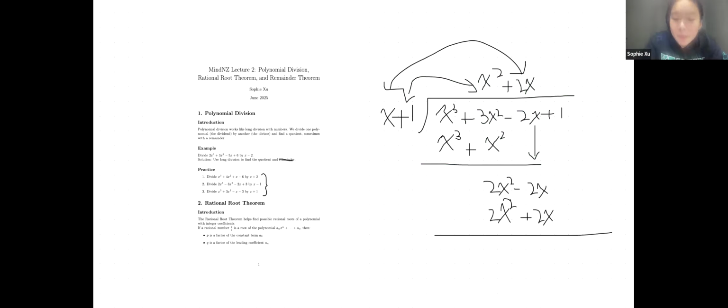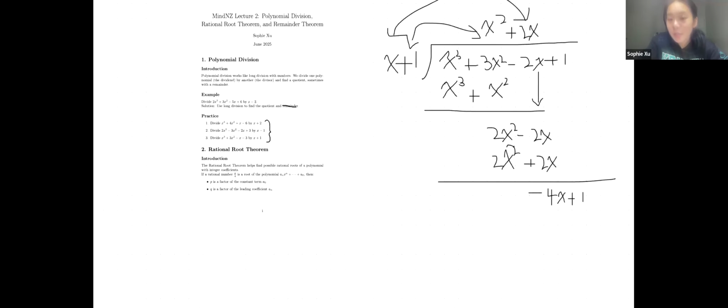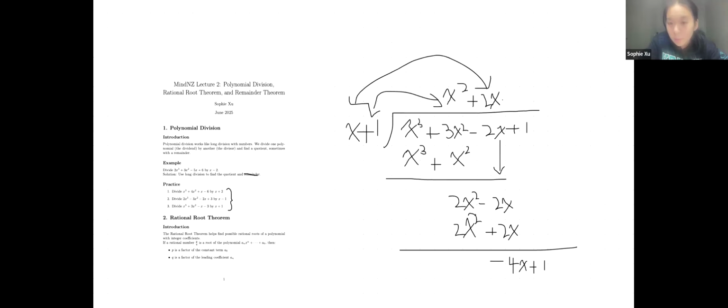Minus 4x, right? So you bring that down, and then you go plus 1. All right. Now, how many x plus 1s can you fit into negative 4x plus 1? This number can be negative. Yeah, negative 4. So now it's just negative 4.